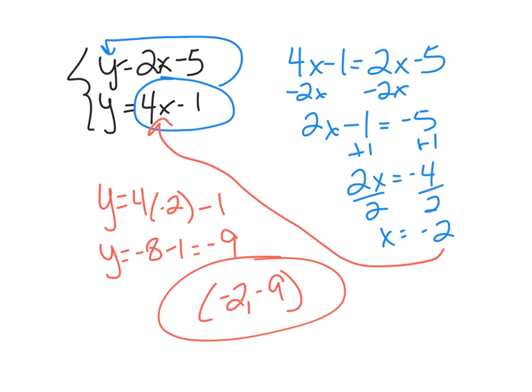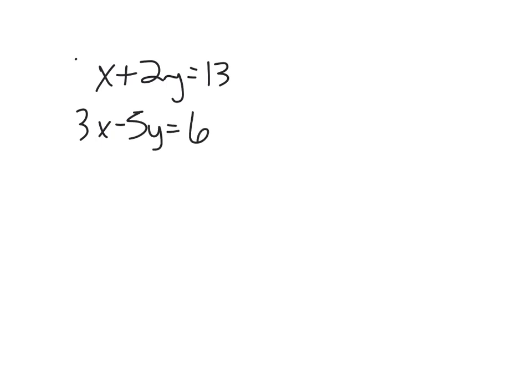Alright, so let's say that I have a system that looked like this. X plus 2y equals 13. 3x minus 5y equals 6. What's different about this system is I do not have either equation where I've got an x equals or a y equals. So I need to solve for the x or the y in one of them, and I'm just going to pick whichever one is the easiest. If there is anything that's already a 1, like a 1x or a 1y, that's going to be easy to get by itself. So this first equation is going to be really easy to get this x by itself. So that's what I'm going to do.